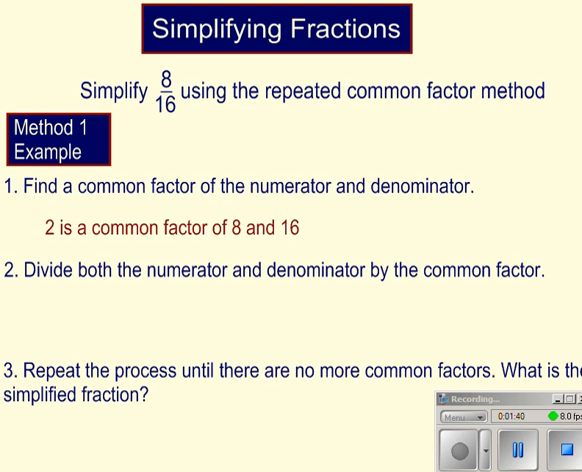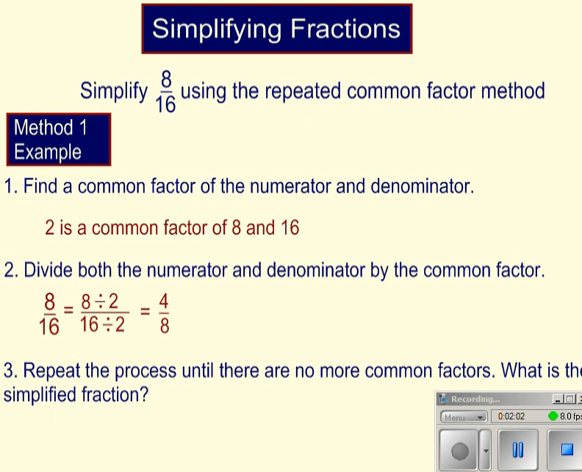Another common factor might be 4, or you may find other common factors that you can use as well. It doesn't always have to be 2 or 5. What you're going to do is divide both the numerator and the denominator by the common factor. So you do 8 divided by 2, 16 divided by 2, and you get 4/8.